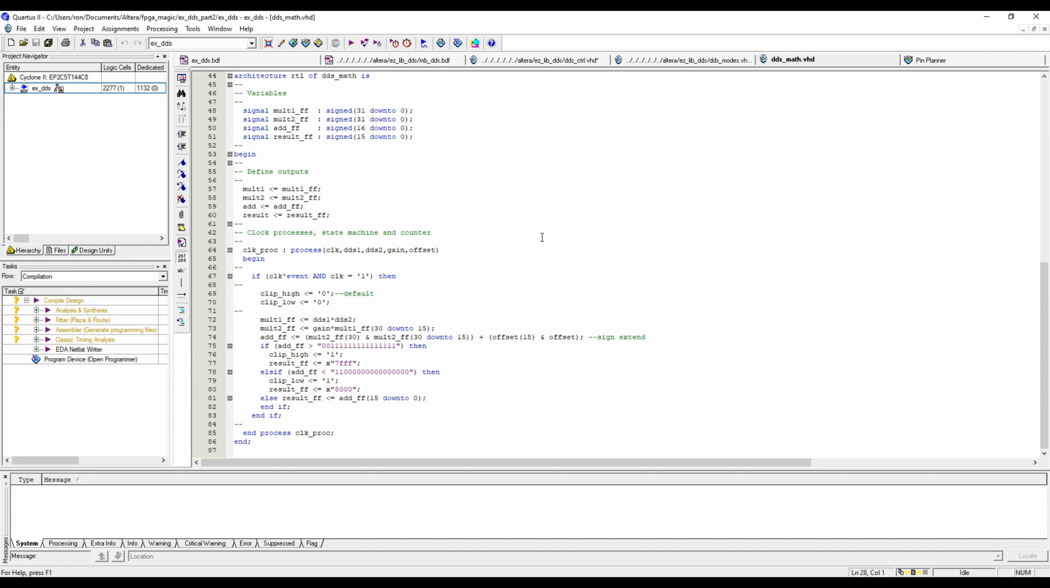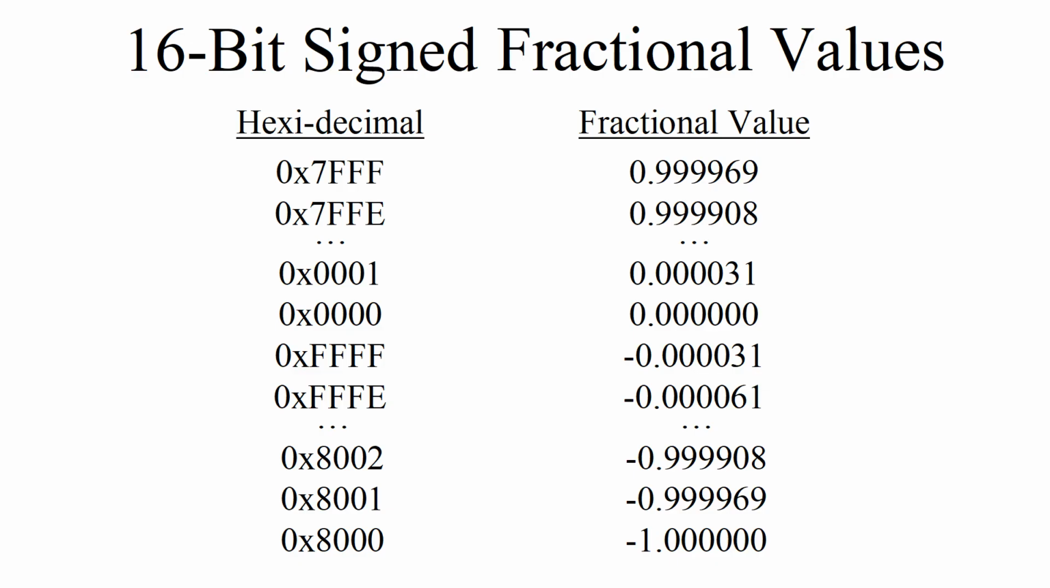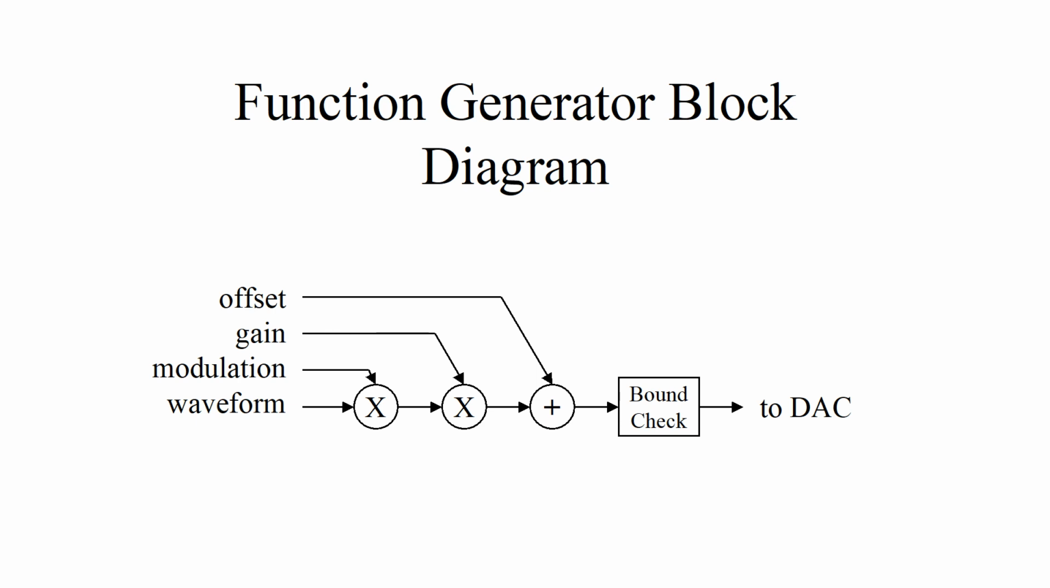This is fractional math, where the values are plus or minus 1, where 7FFF is plus 1, and 8000 is minus 1. The block diagram for the math module shows that there are just a couple multiplies and adds. The first multiply is for modulation, with the second being for gain. After the addition, the value is bound checked to ensure that the value is between plus and minus 1.